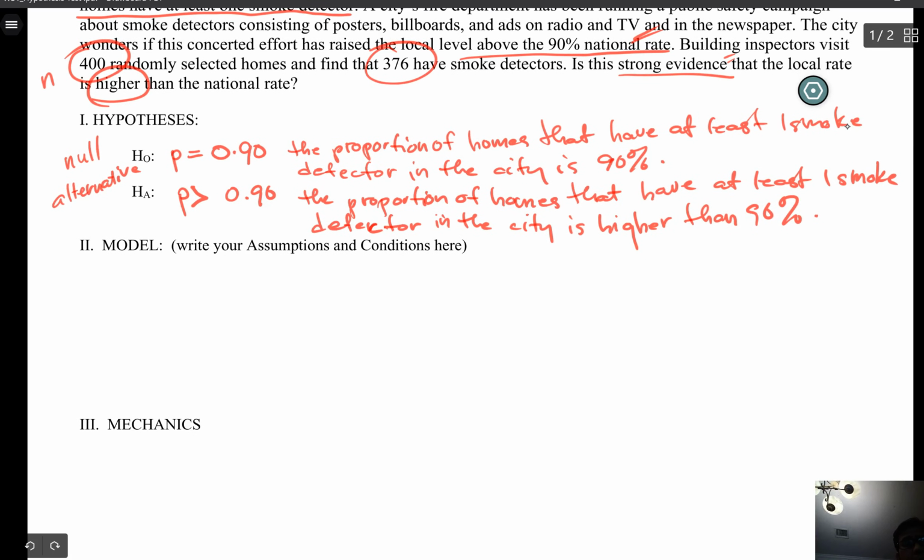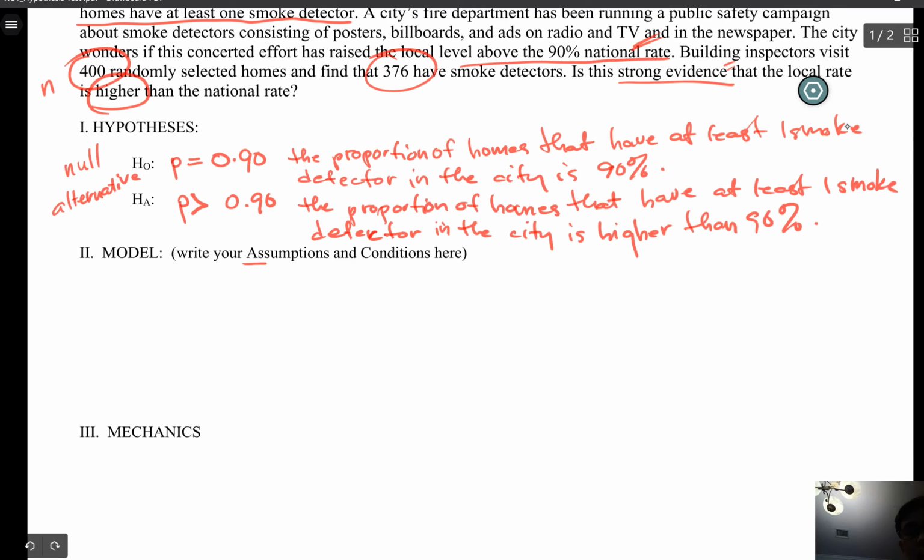And so the next step is the model, meaning we are going to write our assumptions and conditions here. If you remember, there are 4 standard conditions: the 3 Bernoulli trials conditions, plus the 4th one, which is the success-failure condition. So we write our conditions here. First one, start with randomness. The 400 homes were randomly selected.